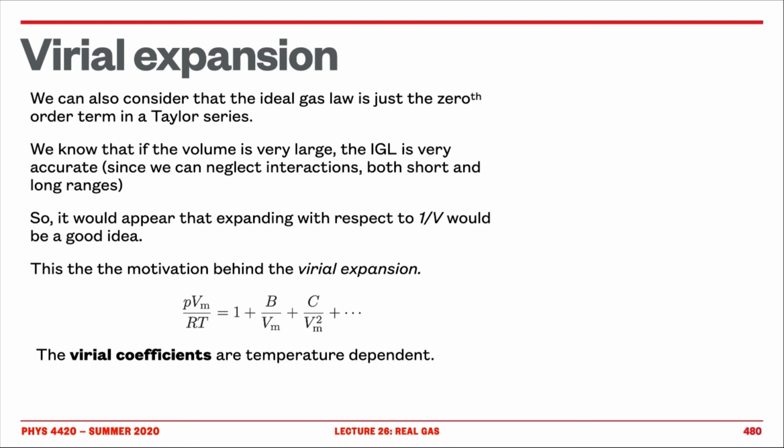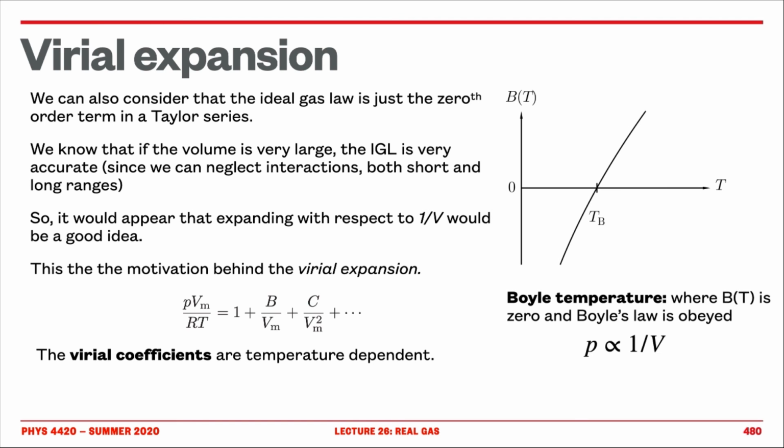In fact, there is something very important here. If you remember, in one of the very first lectures we talked about Boyle's law. Boyle's law, which was an experimental law, says that the pressure is inversely proportional to the volume, right? Now, if we neglect all the terms above B over Vm, the pressure will be proportional to 1 over the volume if B is equal to 0. So if B equals 0, we find Boyle's law, PV equal to a constant, basically. Since B is temperature dependent, maybe there is a value of the temperature where B will be equal to 0. And if B equals 0 and we neglect all the other terms, we'll find Boyle's law.